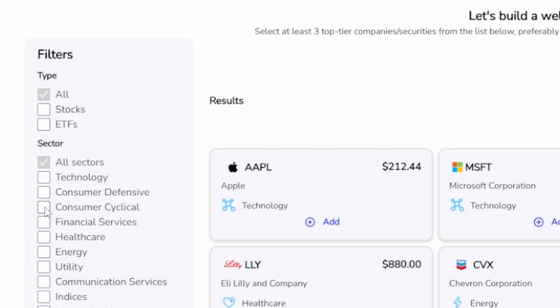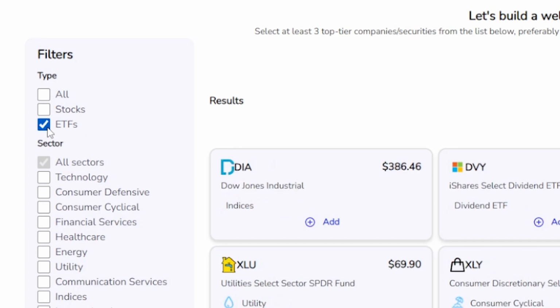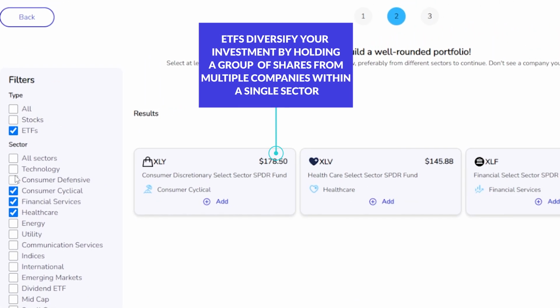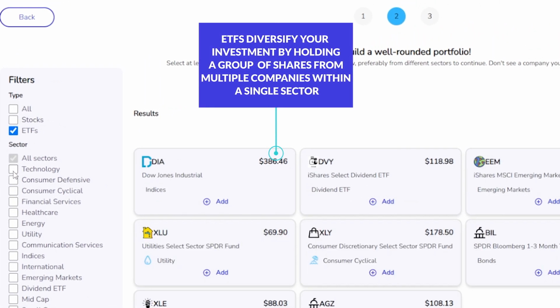If you are new to investing in the stock market, we recommend starting with ETFs. These funds diversify your investment by holding a group of stocks from multiple companies in a single sector. This helps reduce the concentration of large amounts of money in one particular company.